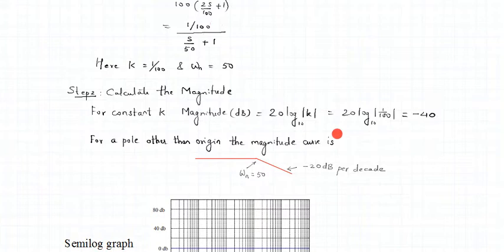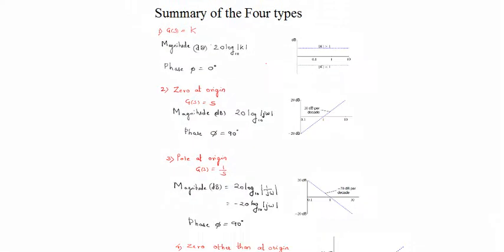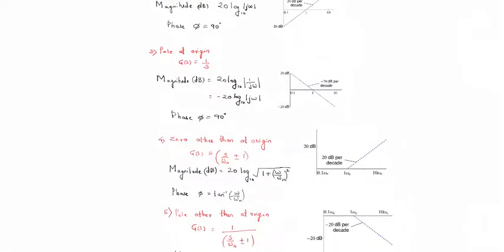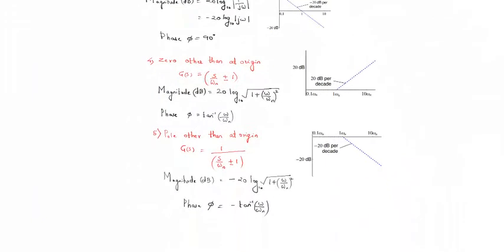Now let us find the magnitude for a pole other than at origin. So we have just discussed that for a system which is having a pole other than at origin, how are the characteristics of the system? So let me make you go back and quickly revise the 4 cases that we have done and identify which case is being applied here. So friends, when I come back to the summary of the 4 cases, which case are we falling into? We are falling into this case.